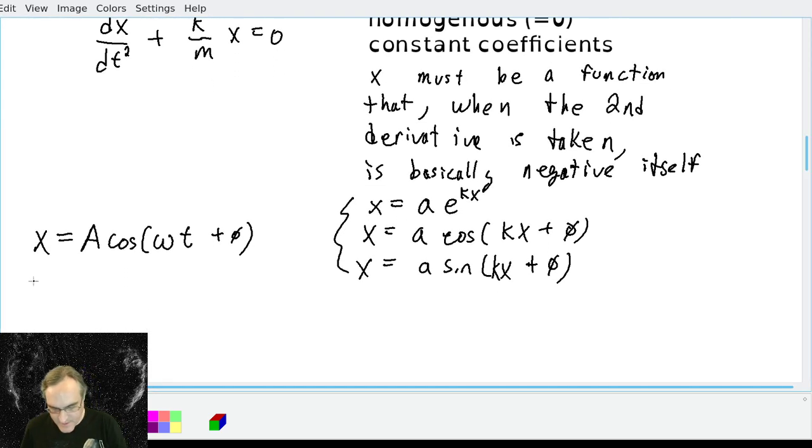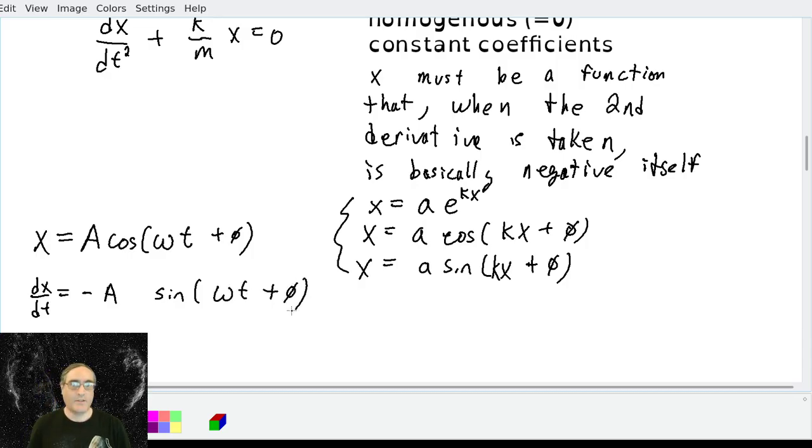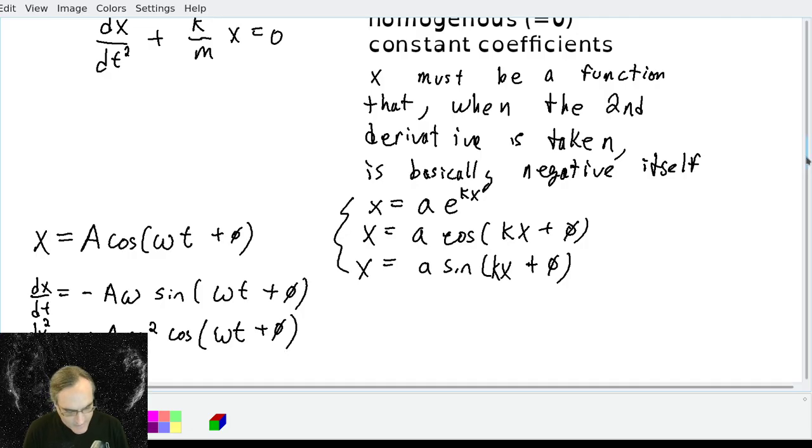With that assumption, dx/dt: the derivative of a sine is a cosine, and the derivative of cosine is a minus sine. So we get a minus, we get an A, we get a sine of omega t plus the phase. We also have to chain rule the inside, so we also pick up an omega from this. Now we take the second derivative. Sine becomes cosine, so we keep the minus sign, we don't get another one. We do end up pulling out another omega. And we get this.